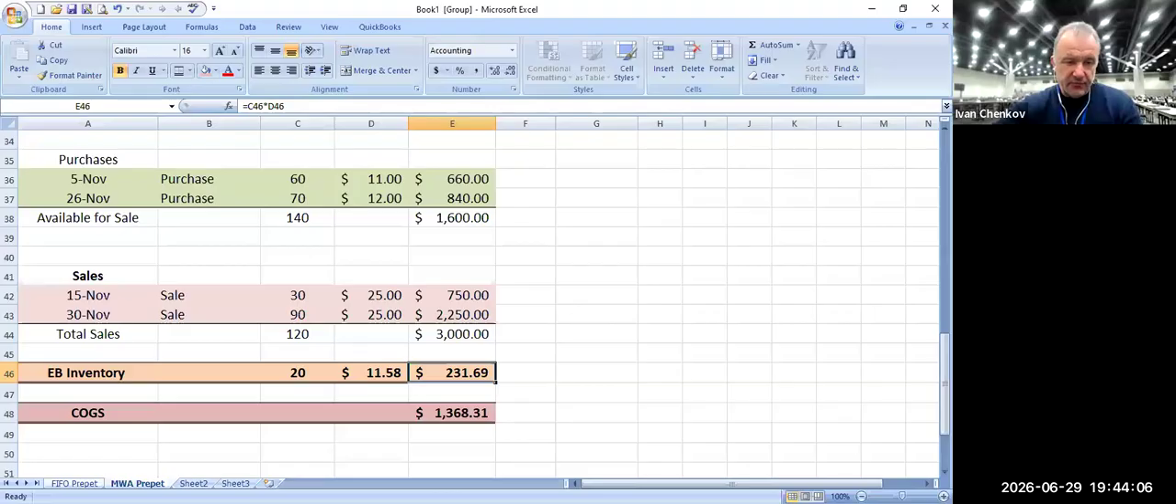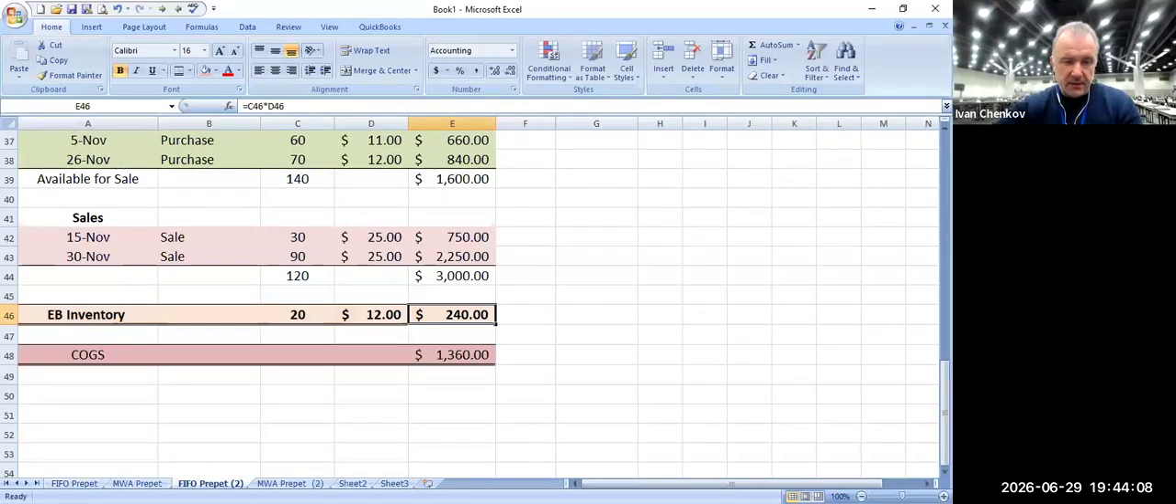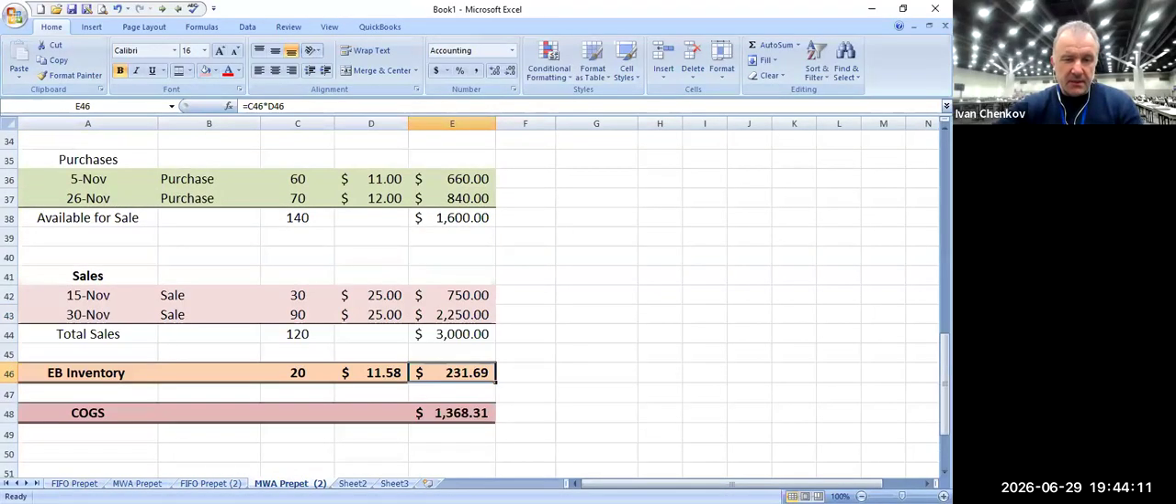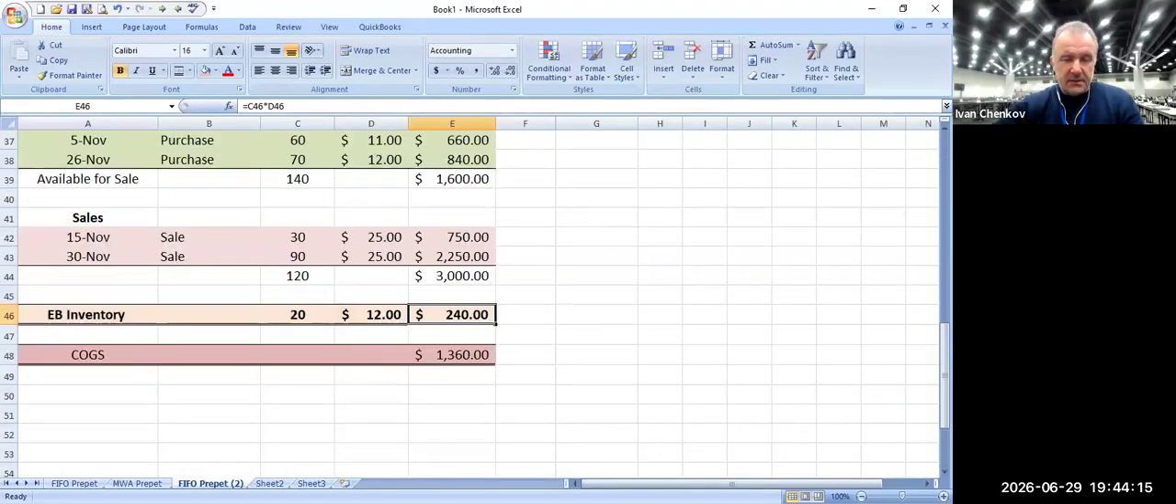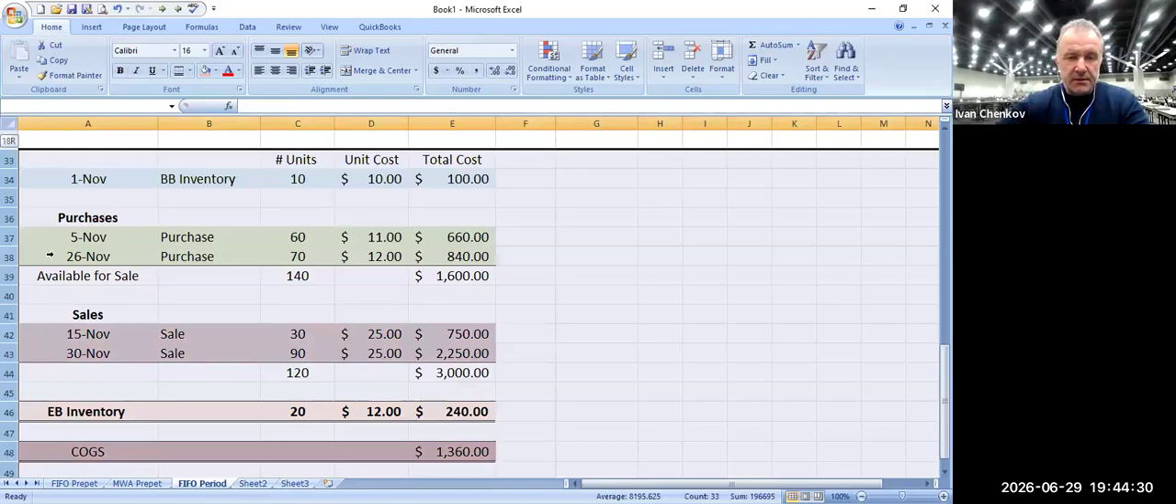I'm going to move back to the Excel spreadsheet. And we're going to get the first one from the perpetual and move it right here. Now I'm going to label it with this one. I need this perpetual and I'm going to change it to periodic. I don't need this calculation. We can come up with this calculation again.